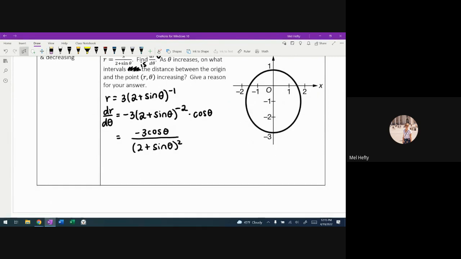Think back to maxes and mins. Yes, critical values would be helpful. How can I find the critical values of this? Let's just set the top equal to 0 to find my critical values. What's going to go on that sign chart? And here's the fun part: we now get to remember some unit circle stuff. Where is cosine 0? We're going from 0 to 2 pi. Pi over 2 is one of them, and 3 pi over 2.